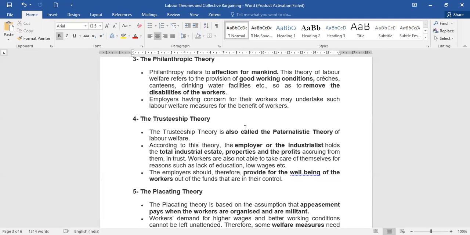Because of that, it affects the standard of living and the education facility. The low wages definitely do not help them improve their standard of living. So the employers should therefore provide for their well-being. These funds should be distributed, not completely, but definitely some part of them should go towards the employees. So the trust factor, the parentalistic care, should be provided by the industrialist or the organization employers.